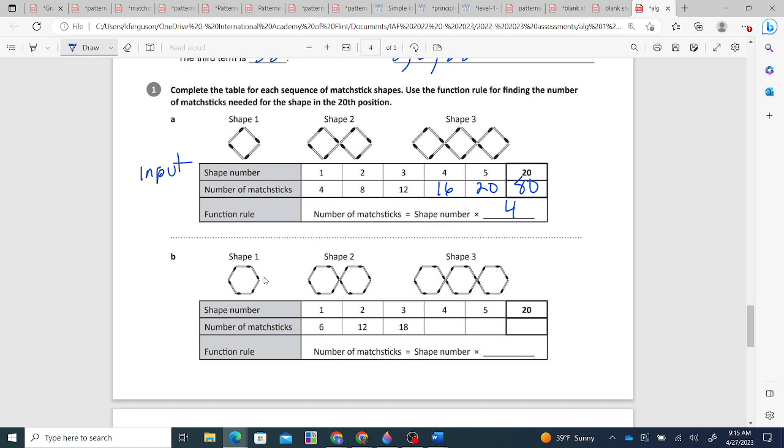So next, I've got this shape. This is a hexagon. So I've got one shape, it's got 6 matchsticks. And 2 shapes is 12 matchsticks. 3 shapes is 18 matchsticks. So the number of matchsticks equals the shape number times what? 6. Every shape is 6. So then what's the next one? It's 24. 6 times 4. What about the next one? 30. 6 times 5. And then what about the 20th? It's 120.